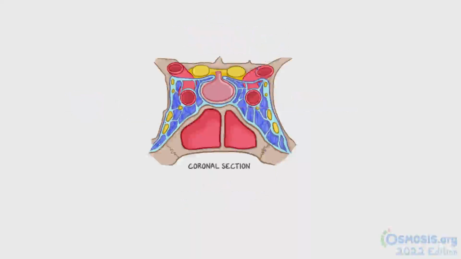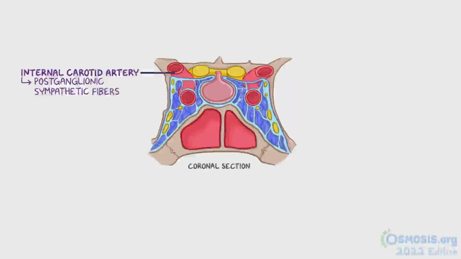There are several key anatomical structures that travel either through the cavernous sinus or very close to it. The structures passing through the cavernous sinus are the internal carotid artery and the postganglionic sympathetic fibers of the carotid plexus that run with it, as well as the abducens nerve, or cranial nerve 6.